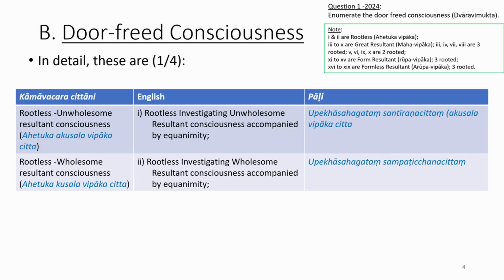Next. In detail, because the question asks for enumerate, we have to list out those door-free consciousness. Since there are 19 of them, I've broken it into 3 pages. The first one is the rootless investigating unwholesome resultant consciousness accompanied by equanimity. The second one is the rootless investigating wholesome resultant consciousness accompanied by equanimity. If you look at the green box, the note there, the 1 and 2 are considered as rootless, ahetuka vipaka.